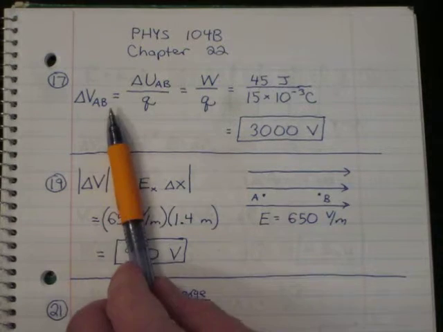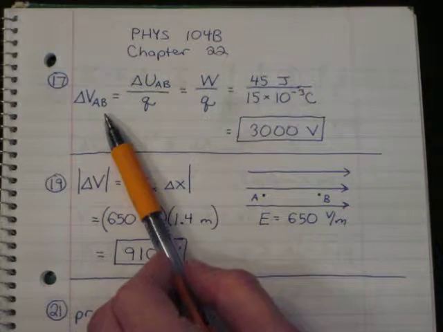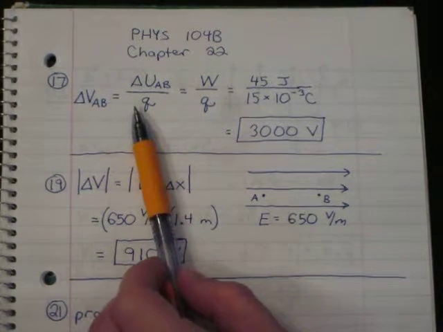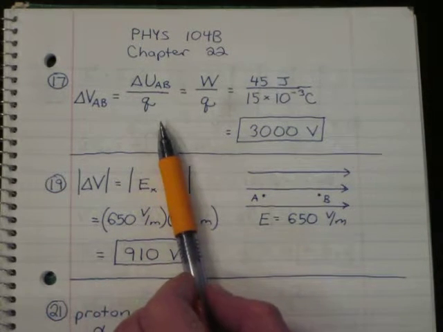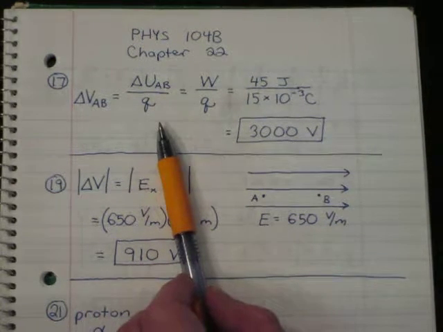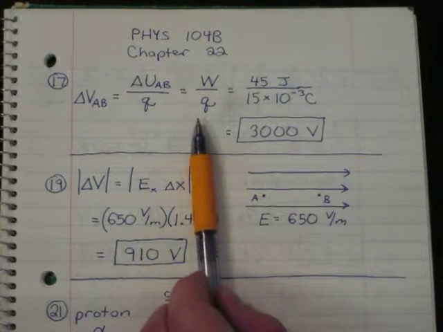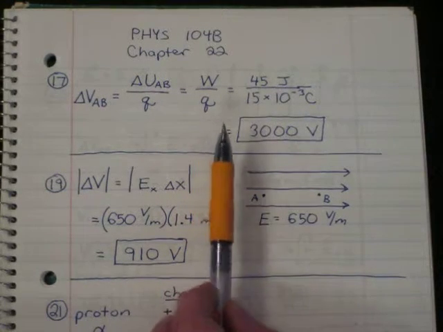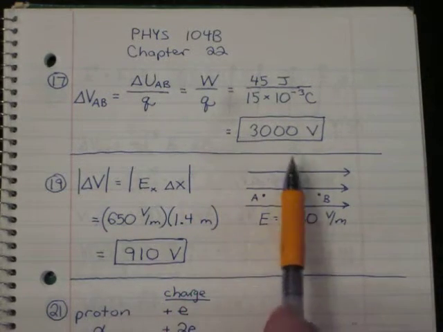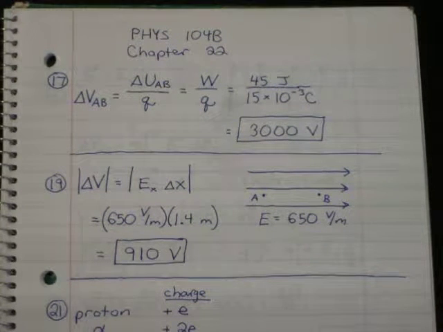So the potential difference, V sub AB, is the change in potential energy going from A to B divided by the charge, which is the work that it takes to move that charge. So that's going to be work over charge. 45 joules divided by 15 times 10 to the negative 3 coulombs, and you get 3,000 volts.